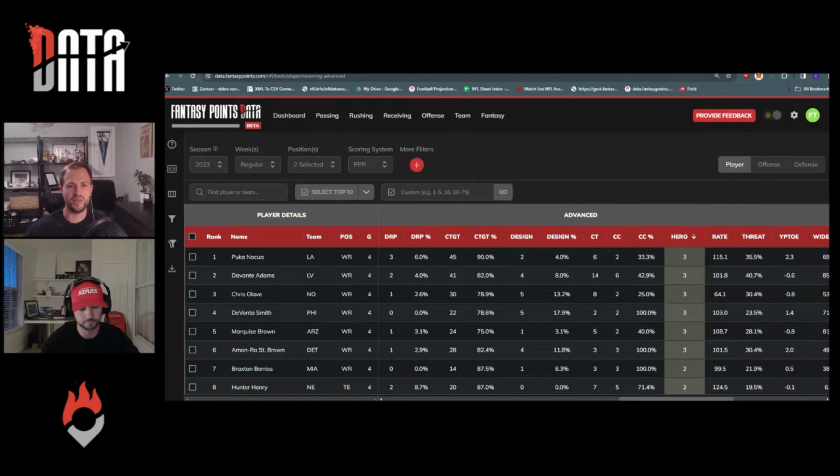Basically, anytime the QB is doing the maximum amount he could on the play. Hero catches are kind of similar, but for the receiver. The reason they're not as frequent is that receivers aren't really in control of where the ball goes. They're just in control of how the ball is caught.